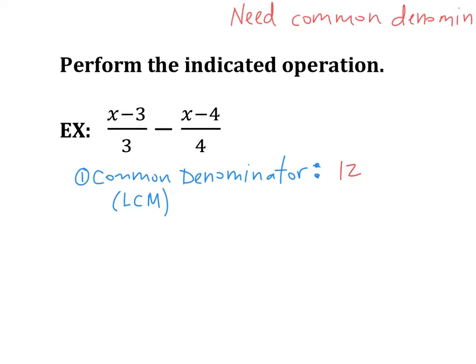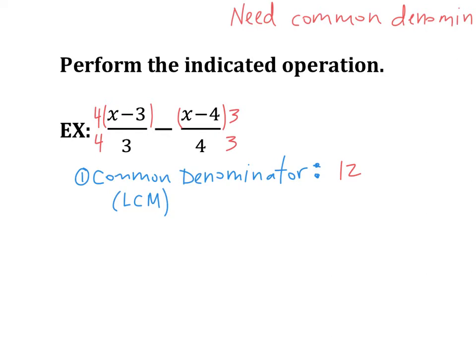So what do I need to do to this first fraction to get our denominator to be 12? Well, we need to multiply the top and the bottom by 4, right? Because we need those common denominators. And what do we need to do to this second guy? Well, I need to multiply the top and the bottom, numerator and denominator, by 3. This is going to get me common denominators.